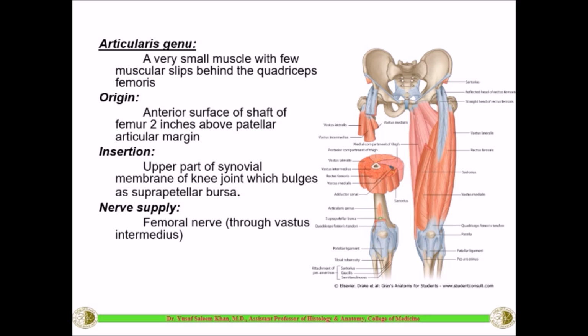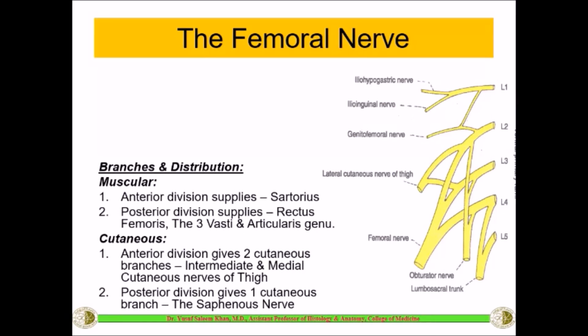Coming to the nerve supply, as you know already, it is the femoral nerve. Because this is a very small muscle, the fibers to it come through the femoral branch which supplies the vastus intermedius, the big muscle here. The fibers which come to here also descend and supply the articularis genu. We'll discuss this again in detail when you study the femoral nerve. Coming to the action, as I said before, it pulls the synovial membrane upwards during extension of the knee.